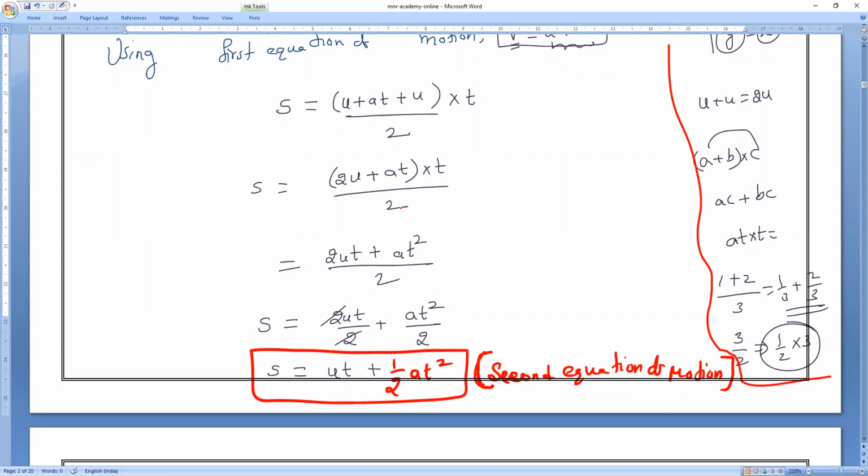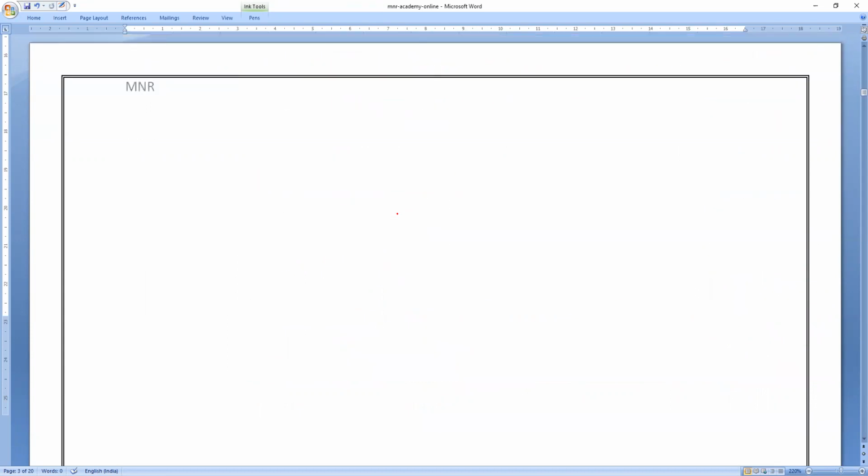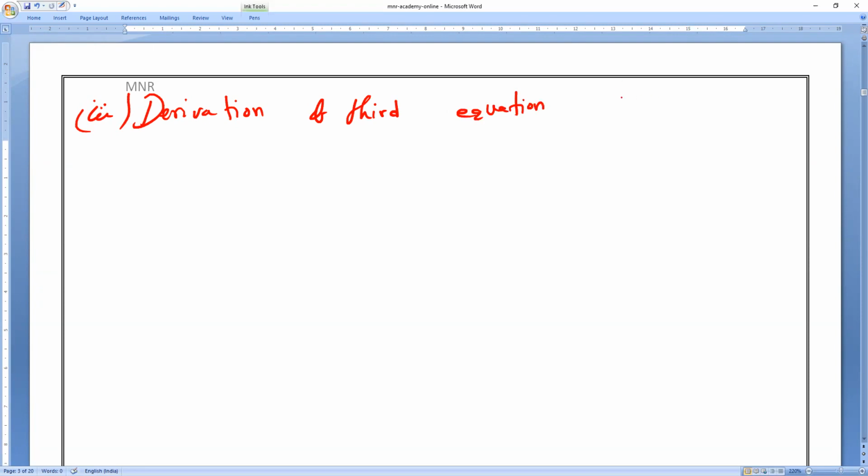Okay, right, next the third equation. The third equation is very, very simple, guys. So, derivation of the third equation of motion. Make it the heading. For this also we have to take average velocity where the body is traveling with a constant acceleration. Average velocity, what is the formula?